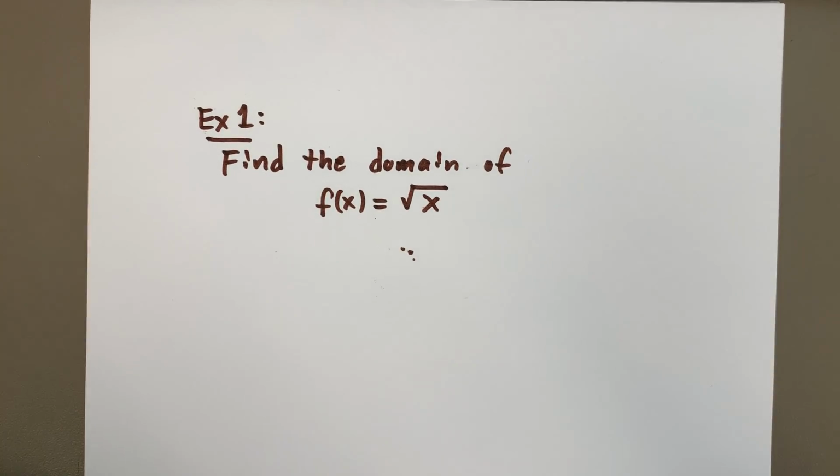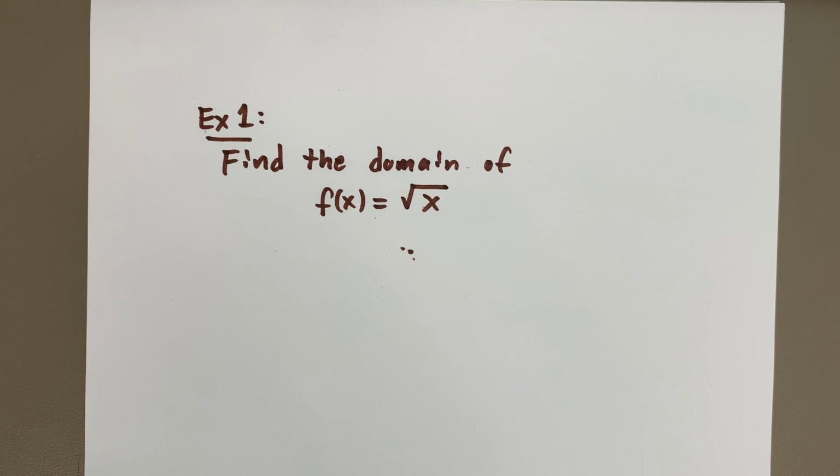All right, now we're moving on to finding the domain of functions that have radicals in them. In the last set of examples, we talked about division by zero problems. Now we're going to be talking about finding the square roots of negative number problems when it comes to finding the domain of functions. Okay, so we're looking at the function f(x) = √x.